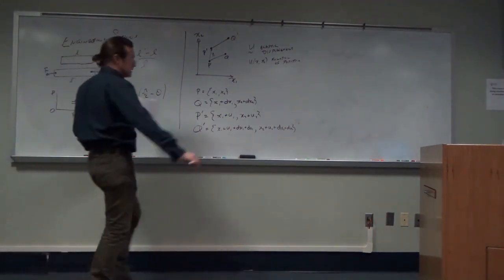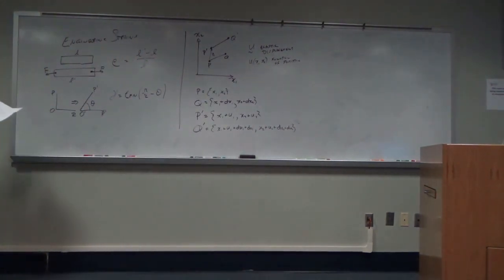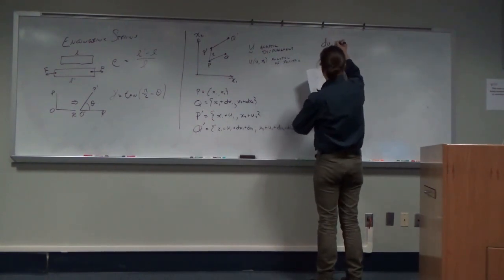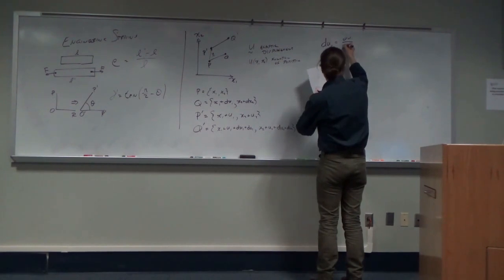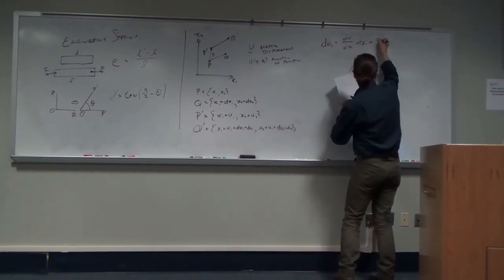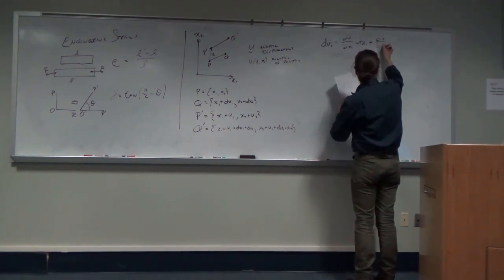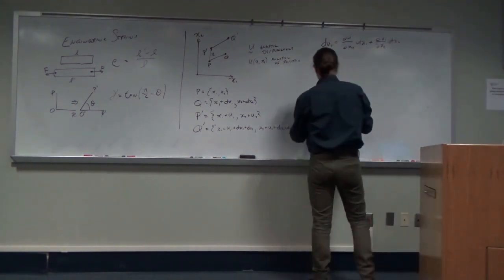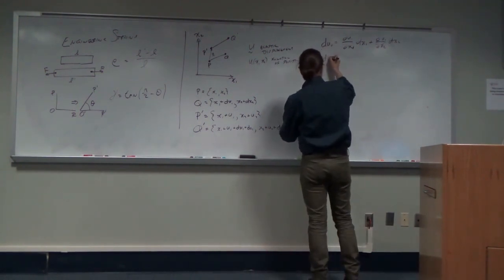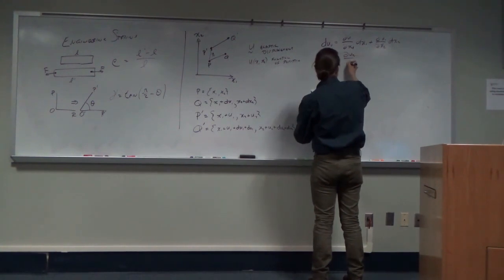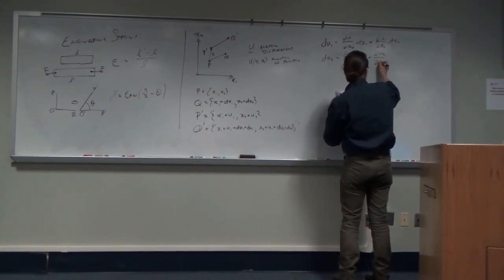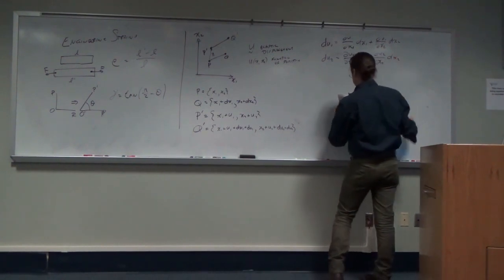Now, because U is a function of position, we can use the chain rule to write these out as du1 is equal to the partial of u1 with respect to x1 dx1 plus the partial of u1 with respect to x2 dx2, and du2 is equal to the partial of u2 with respect to x1 dx1 plus the partial of u2 with respect to x2 dx2.